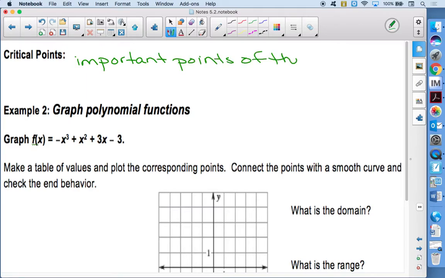We will go into more detail with that tomorrow and Friday. But generally, they're like the x and the y intercepts, maybe the highest and the lowest point, but they're the important details of the graph that will be used to help graph.